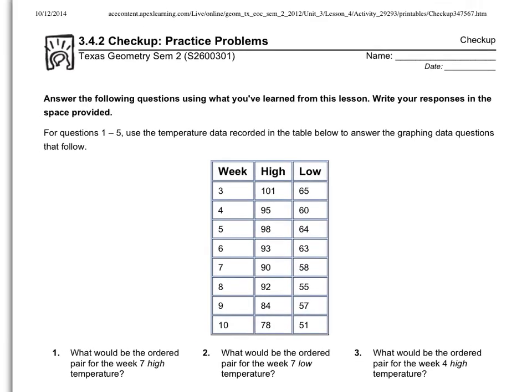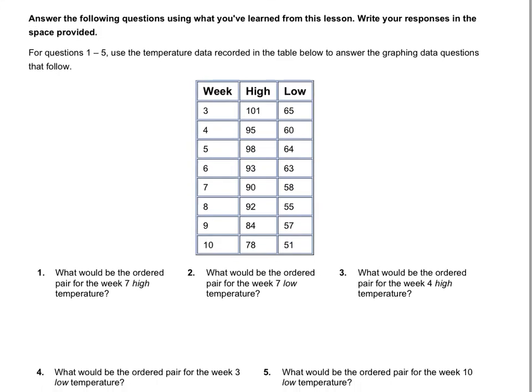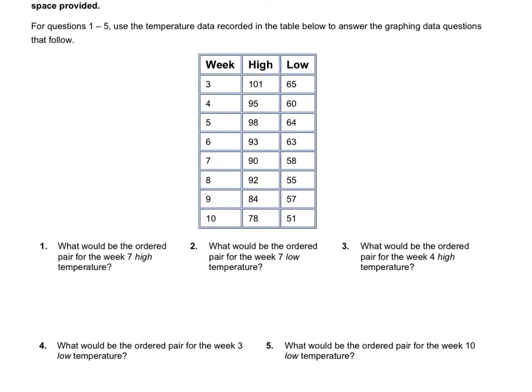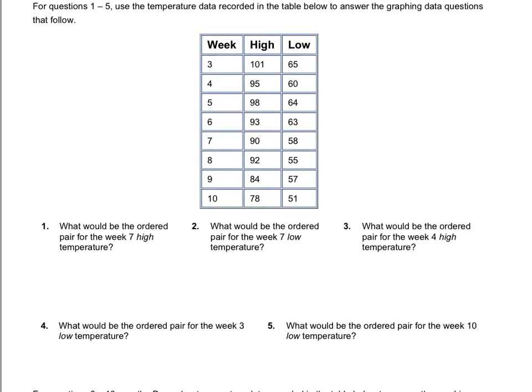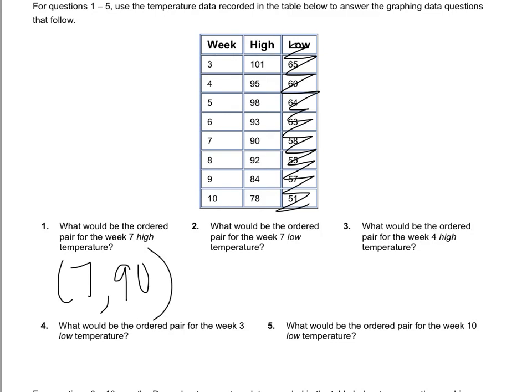For questions 1 through 5, we're supposed to use the temperature data recorded in the table above to answer the graphing questions that follow. Number 1 says, what would be the ordered pair for the week 7 high temperature? If I wanted to know the week 7 high temperature, essentially I'm ignoring this low temperature column, just for this question. So week 7 had a high temperature of 90. That would be my answer for number 1.